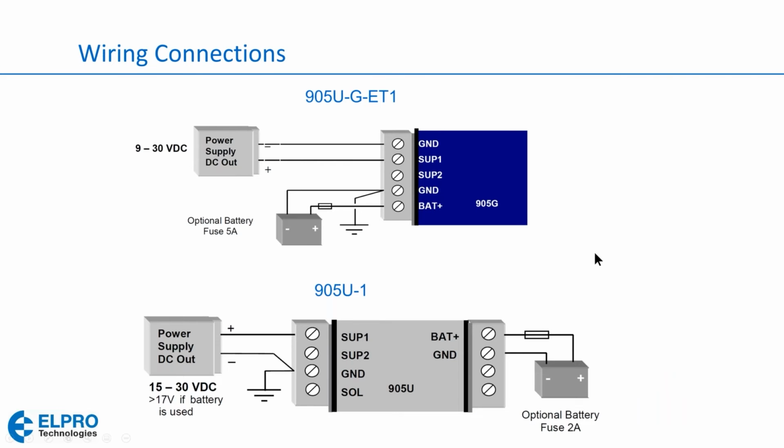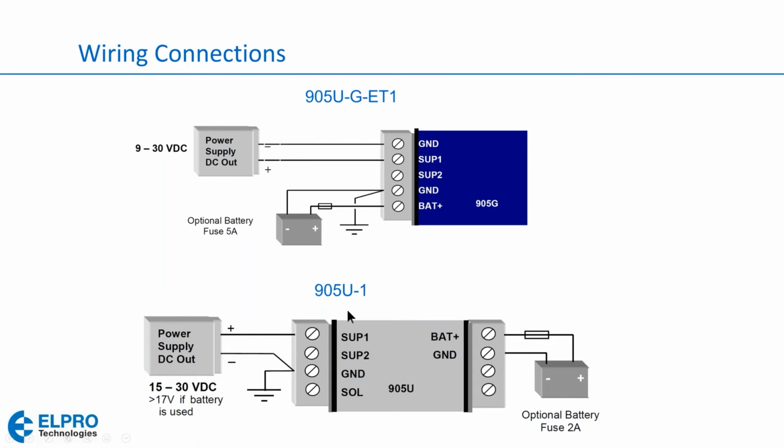Just a quick setup mention: the wiring for the power on these two radios. For the 905UG, we connect our 24-volt power source between SUP1 and ground, and we're good to go. If we wanted to connect a battery, then we would connect it between the BAT and ground. It's designed for a typical sealed lead acid 12-volt battery. And as I mentioned, if this power gets lost, the radio runs off battery power.